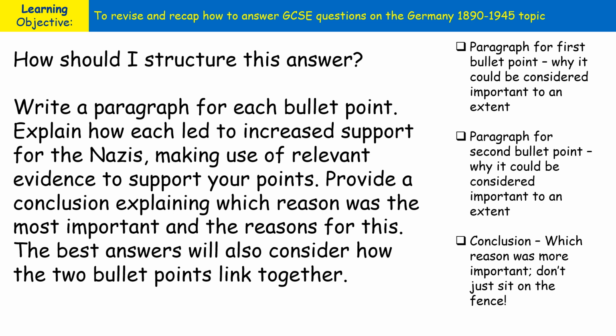So you should start off by writing a paragraph on either the first bullet point or the second bullet point first, and why it should be considered important to a certain extent. Now, you can decide to what extent you think this bullet point was important. You can say it was quite important, very important, not particularly important. It doesn't really matter, as long as you're able to justify with evidence why you think that factor was important to whatever extent you decide.